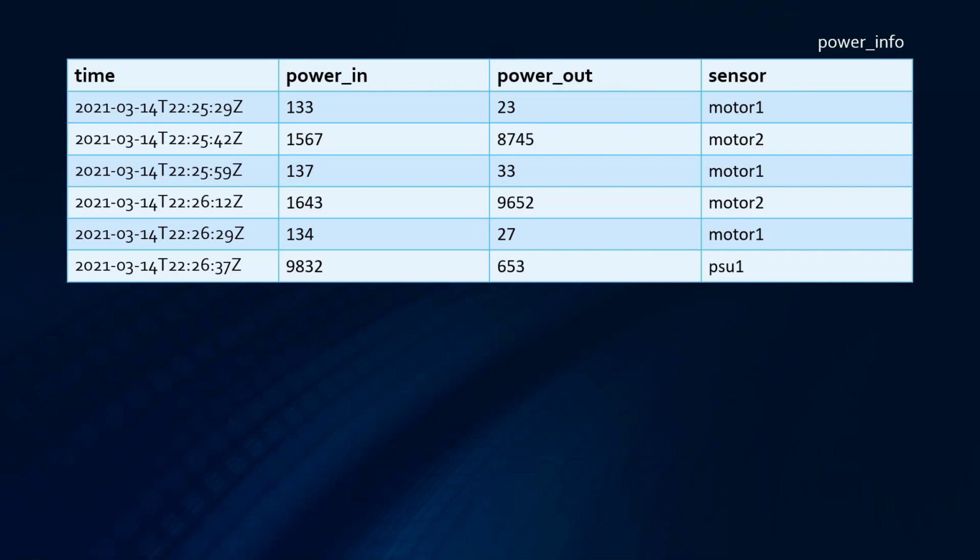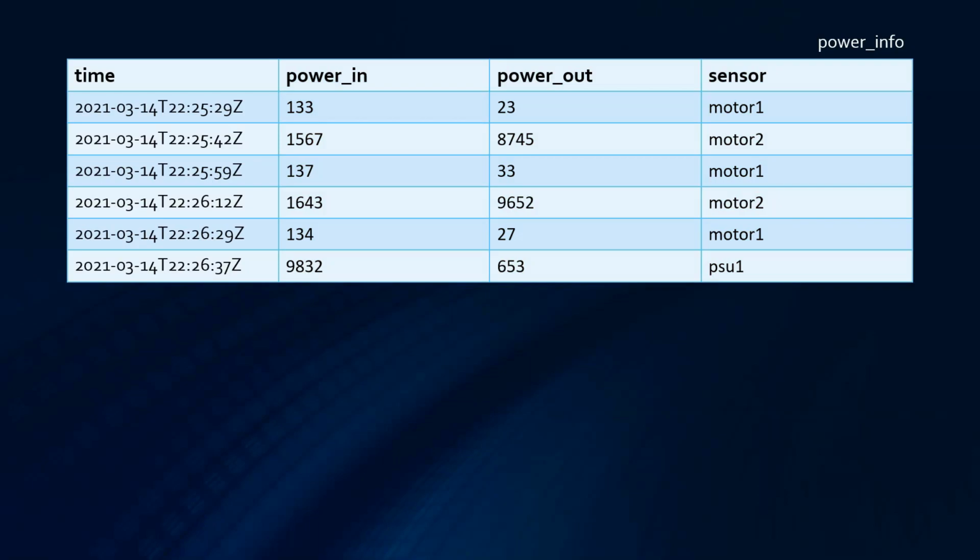In InfluxDB, the columns power in, power out, and sensor are either called fields or tags. These are a combination of a key, which you find in the top row, for example power in, and a value, the actual data in a column, for example 133 or 1567 and so on. From this table, we do not see any difference between a field or a tag. The difference is related to indexing and performance. A tag is indexed, a field is not.